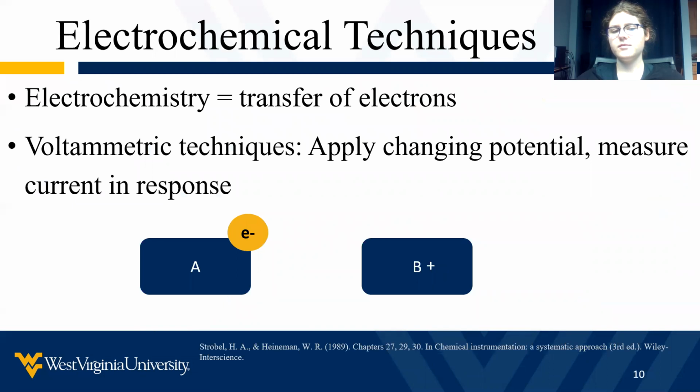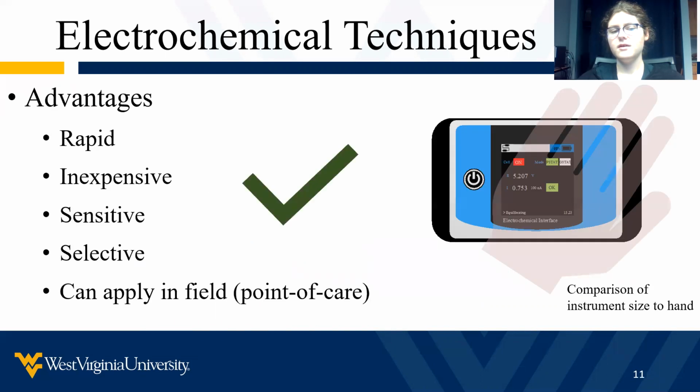We focused on electrochemical techniques. An electrochemical technique involves an electrochemical reaction where there is a transfer of electrons. One compound loses the electrons, and we say it was oxidized, and then another compound picks those up, and we say it was reduced. And in particular, we use voltammetric techniques where we apply changing electric potential to drive these reactions and measure the current response.